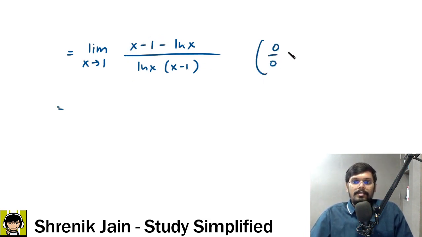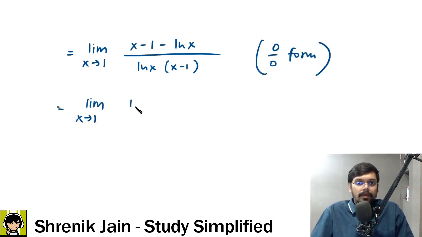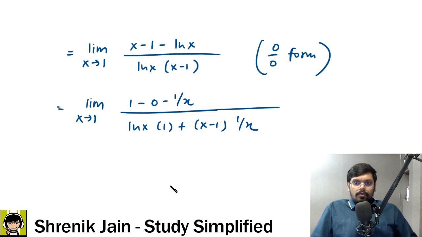If it is 0 by 0 form, L'Hopital can be used. So differentiate the numerator with respect to x, differentiate the denominator with respect to x. So it's a UV rule, right? If it is in the UV rule format, u into differentiation of v plus v into differentiation of u. Okay, will I get my answer now?